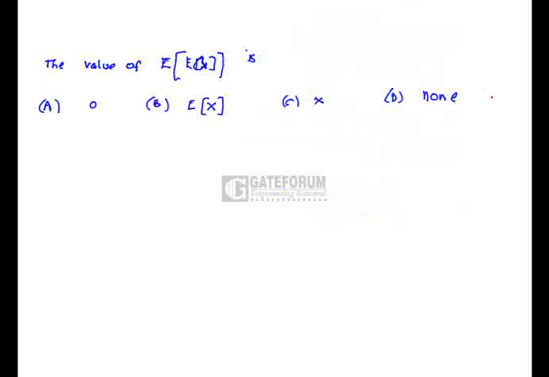Expectation of x is, suppose here we assume expectation of x is k, which is a constant. It is going to be a mean value. So expectation of a constant is nothing but a constant, because expectation is nothing but a linear operator. So k is nothing but expectation of x. That is option B is correct.